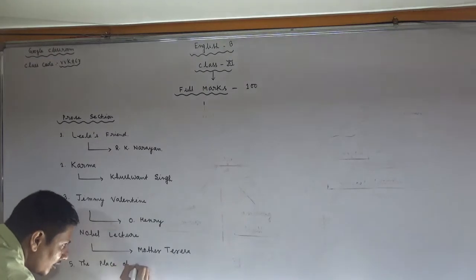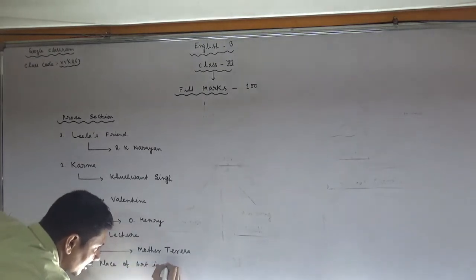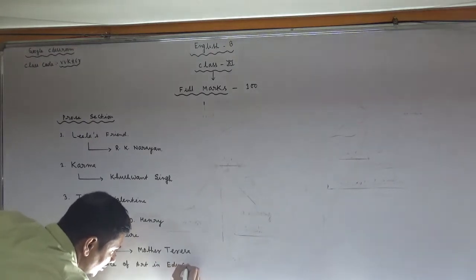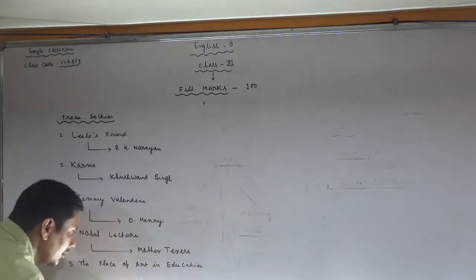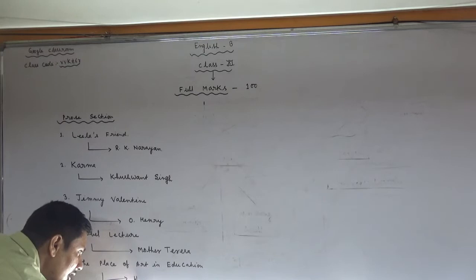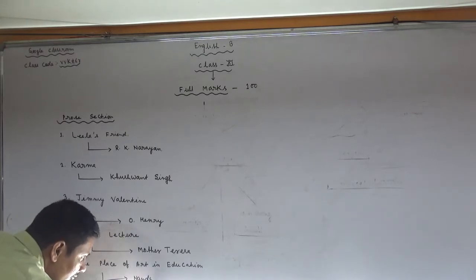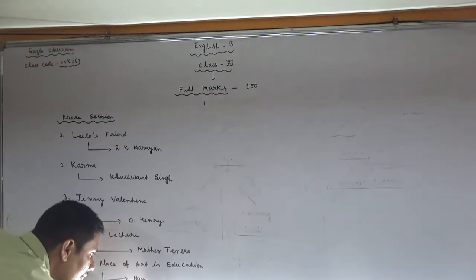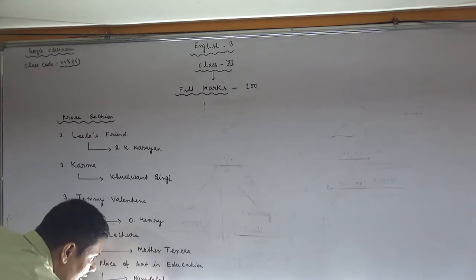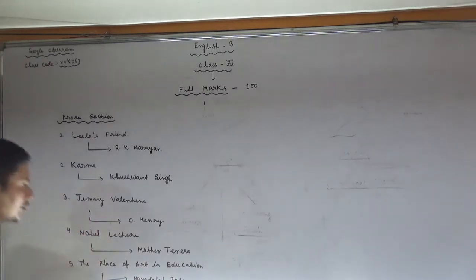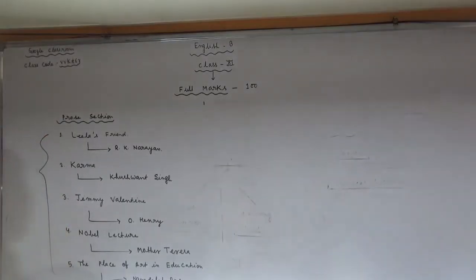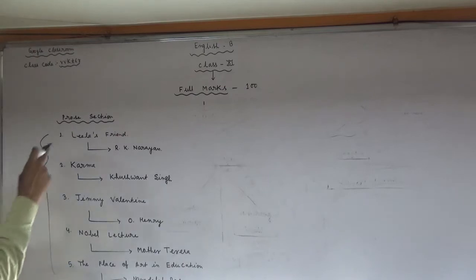The Place of Art in Education by Nandlal Bose. These all are the five chapters in prose section that we have to study in class 11, and all the questions and grammatical terms definitely will be asked from them in your test examination and council examination.